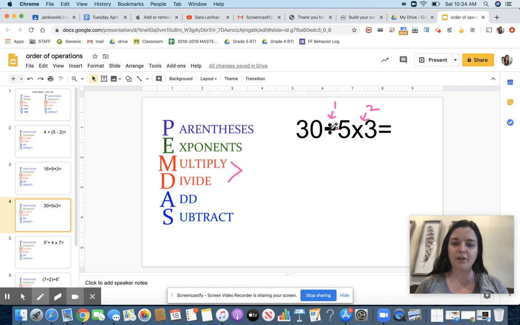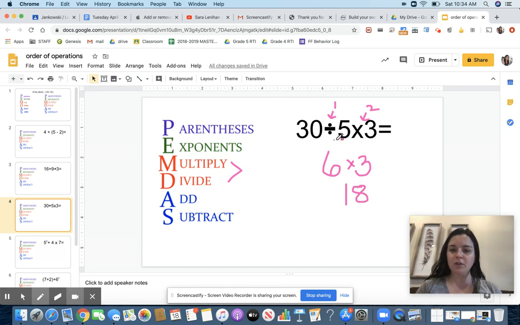So let me divide first. 30 divided by 5 is 6. I write it underneath, and then I bring down the rest of my problem. 6 times 3. And there my answer is 18. Okay? So I find it really helpful to make sure you're writing down and bringing the rest of the problem down as well, instead of just trying to do it in your head and writing the final answer.